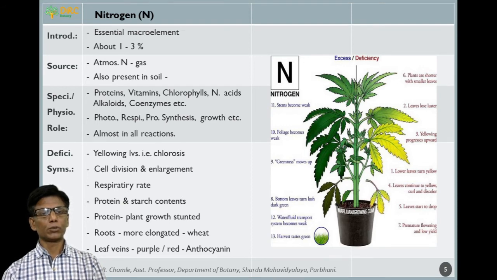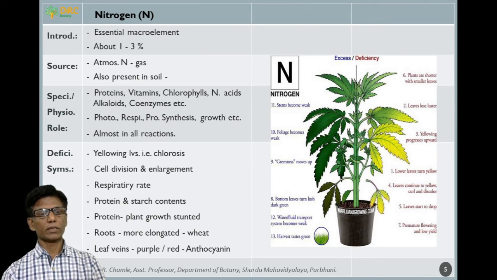When the green tissue turns to yellow, it is called chlorosis. Then inhibition of cell division and cell enlargement takes place. The respiratory rate also decreases. Then the protein and starch contents are also reduced. Due to the reduction in protein contents, the plant growth becomes stunted.